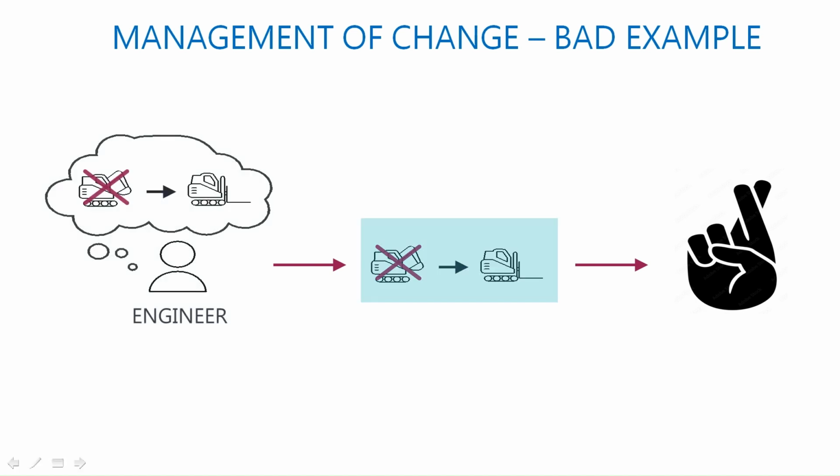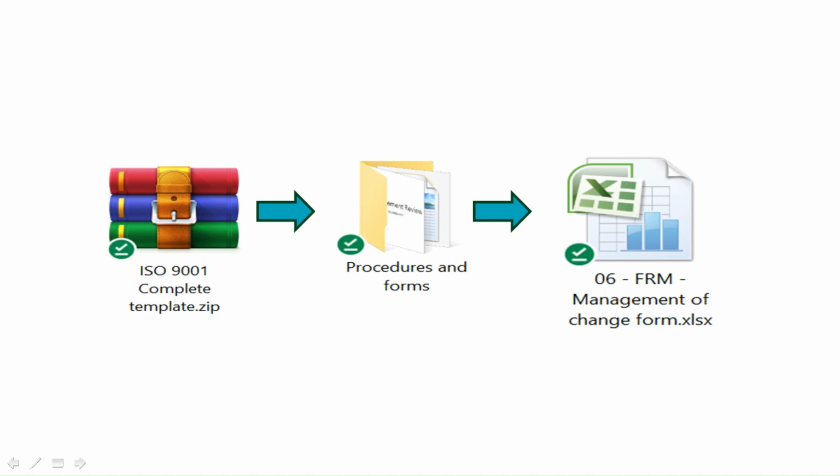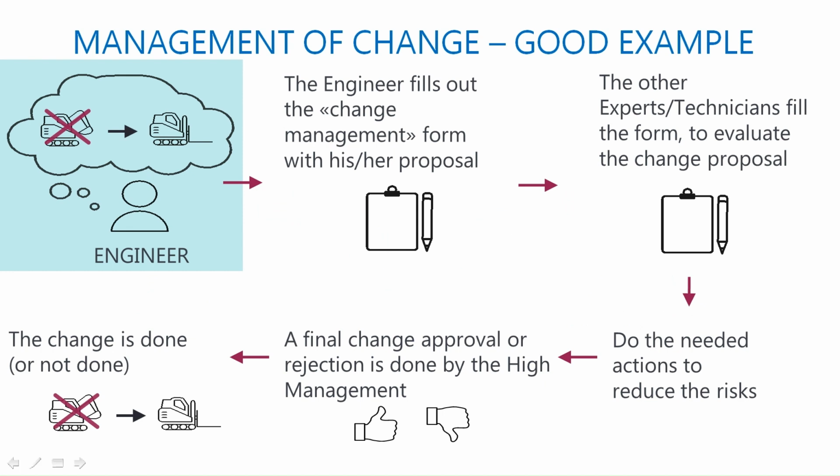Then the change is done. And then basically, the company hopes for the best. This is based on assumptions that this change is needed, is beneficial, and the positives will outcome the negatives. As you can probably guess, this comes with some risks. Uncalculated risks. After showing you a bad example of management of change, we will show you a good example. And in this good example, we will use our management of change form.